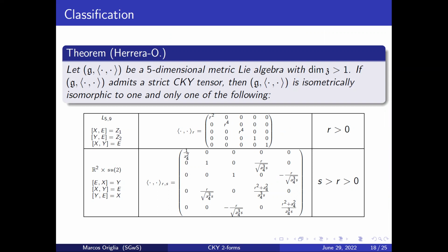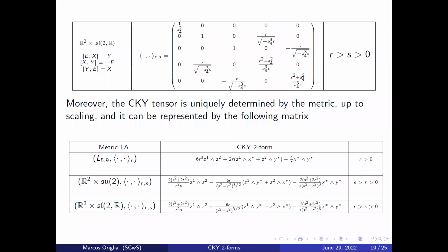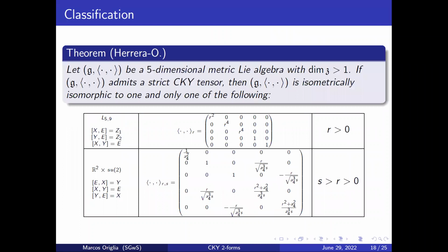L59, these are R2 times SU2 and R2 times SL2 R, right? And all the parameters r, s now are in the metric. So in the first case, this L59 is a nilpotent Lie algebra, 3-step nilpotent, dimension 5. And the metric, you see, depends only on one parameter. And in the other 2 cases, we have the other Lie algebras and this ugly metric in each case. So the metrics are really similar.